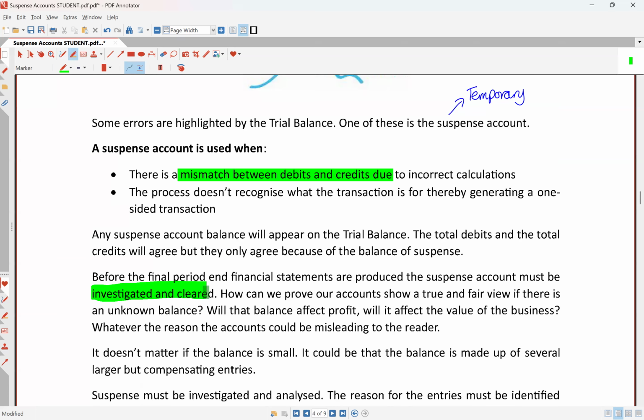We need to make sure that we have done that before we can produce those accounts at the end of the statement, end of the year. Our accounts won't be giving a true and fair view of the business if there's a balance in there that we don't actually know what it relates to.